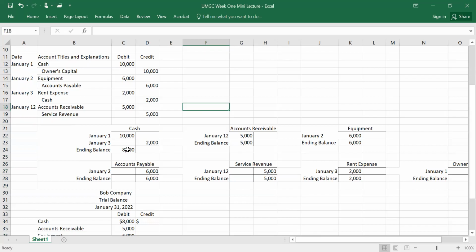When you look at the ending balance, let's look at cash, for example. Cash, I have a debit of 10,000. I have a credit of 2,000. That means my ending balance is 10,000 minus 2,000. It's 8,000. All the other accounts, they only had one. So the ending balance is whatever we had debited and credited in the account.